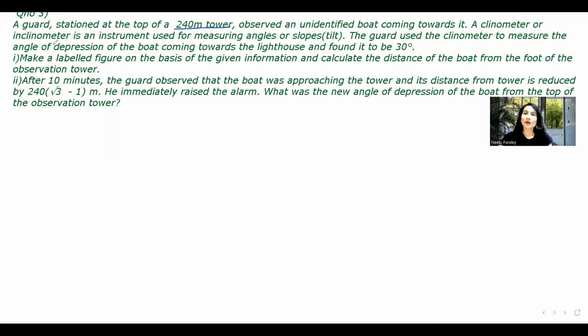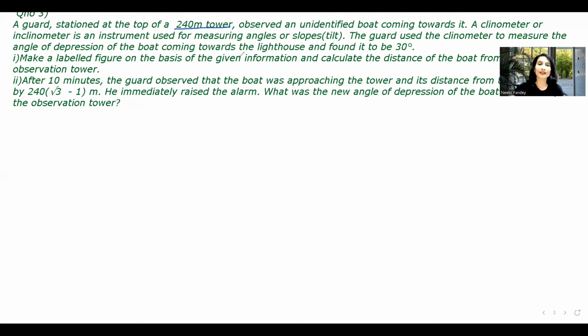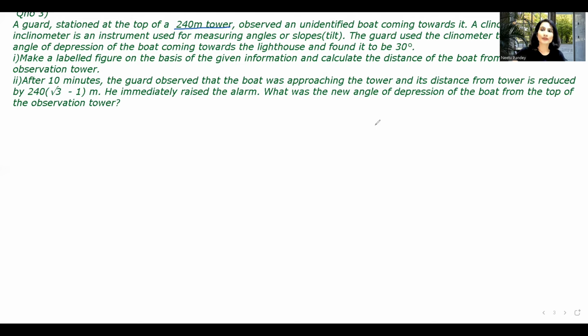A clinometer or inclinometer is an instrument used for measuring angles or slopes, tilt. The guard used the clinometer to measure the angle of depression of the boat coming towards the lighthouse and found it to be 30 degrees. Make a labeled figure on the basis of the given information and calculate the distance of the boat from the foot of the observation tower. So what is the first part saying? It says we have to make a labeled figure with whatever information is given, and calculate the distance of the boat from the foot of the observation tower.